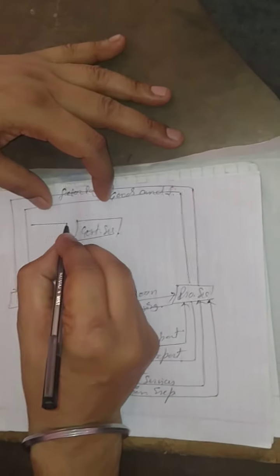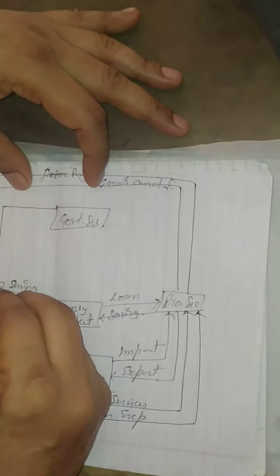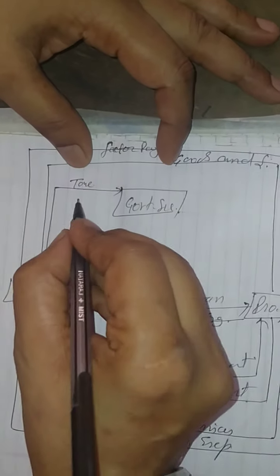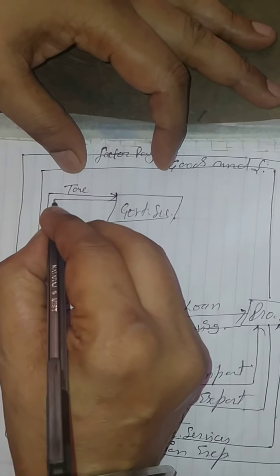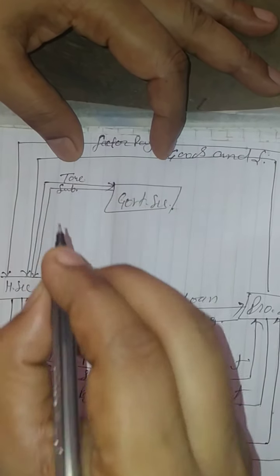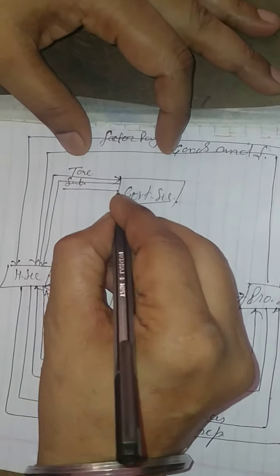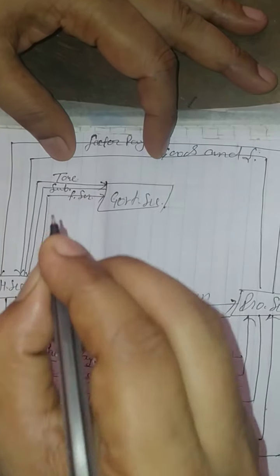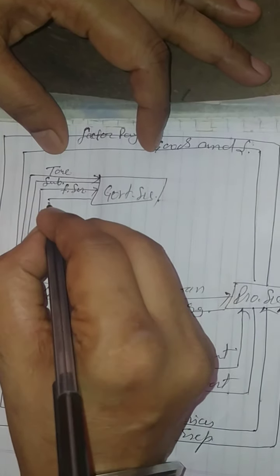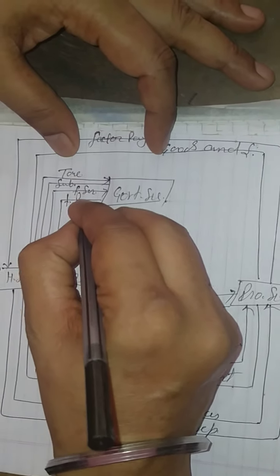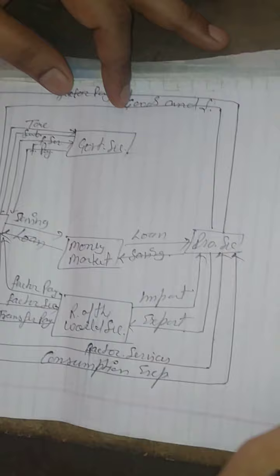Household sector paid some taxes to government. Government paid some subsidies to household sector. Household sector provide some factor service to government and receive some factor payment from government.